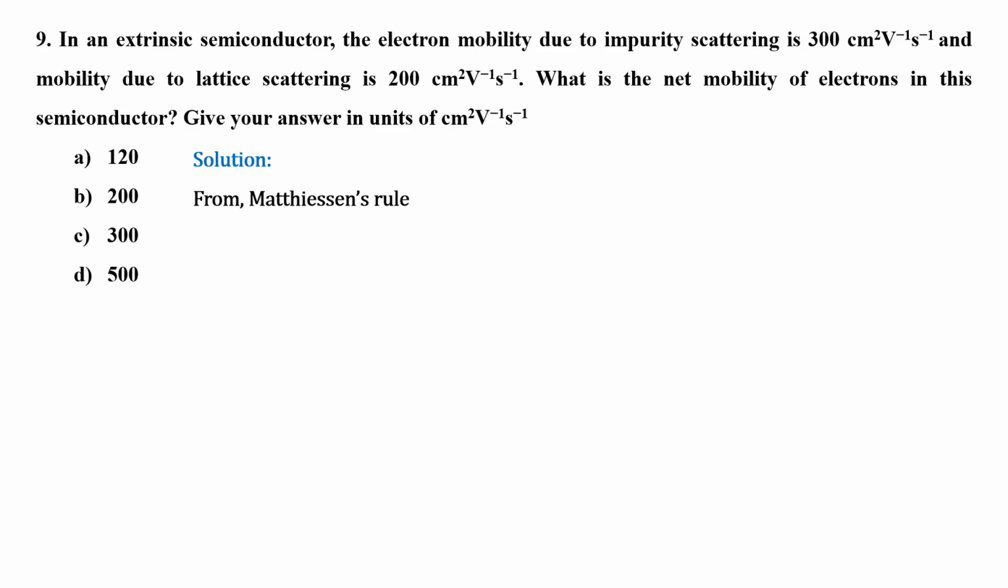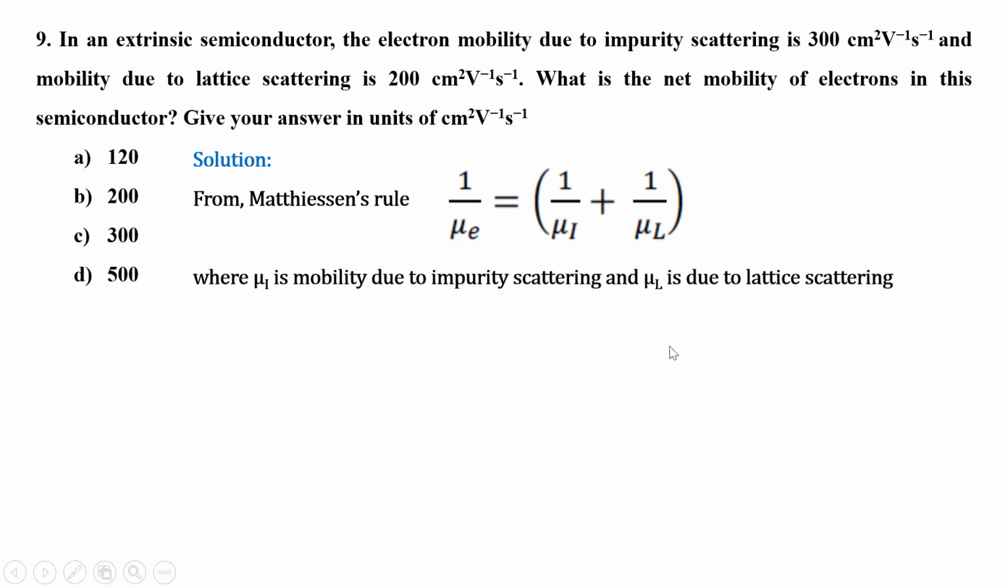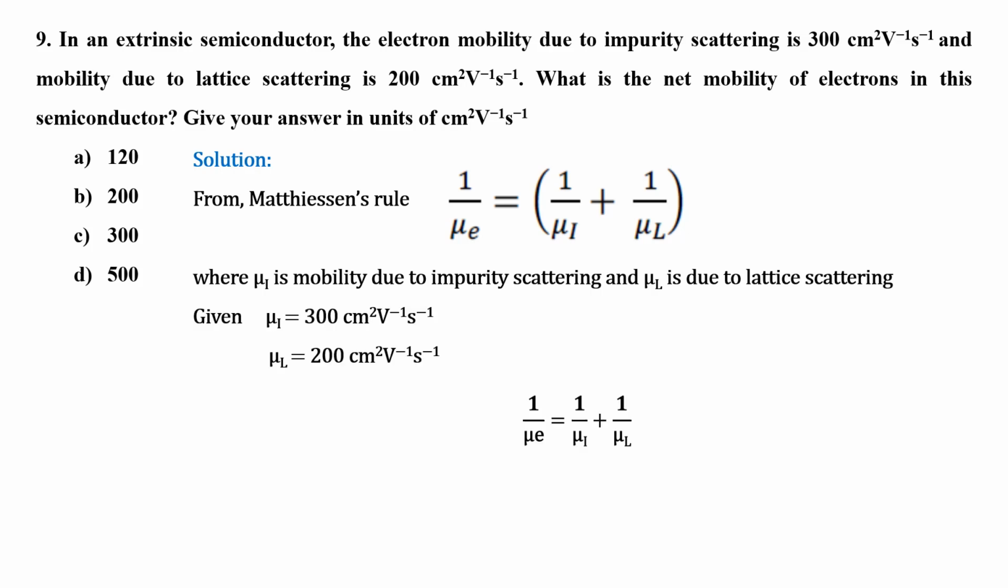So it's something known as Matthiessen's rule, which means that the inverse of the overall electron mobility is given by the inverse of the mobility due to impurity scattering plus the inverse of the mobility due to lattice scattering, where mu I is the mobility due to impurity scattering and mu L is due to lattice scattering. So we have 300 and 200 respectively, and when you substitute in Matthiessen's rule, we get 1 by 120. Therefore, mu E, or the electron mobility, is given.